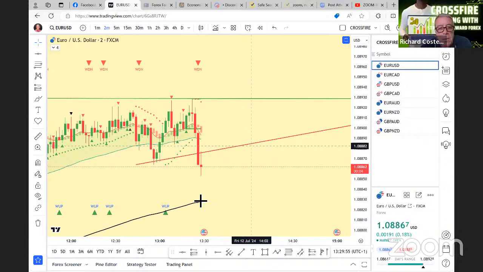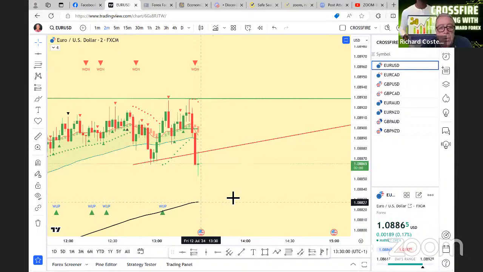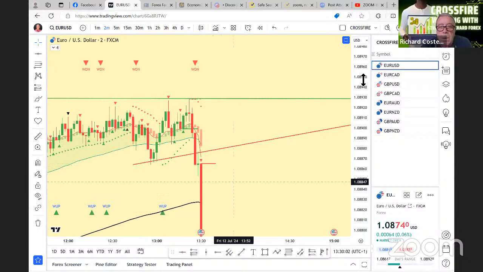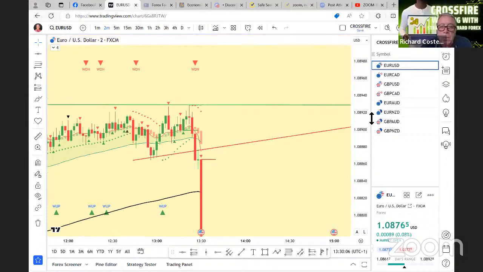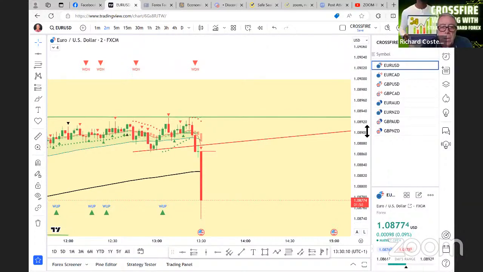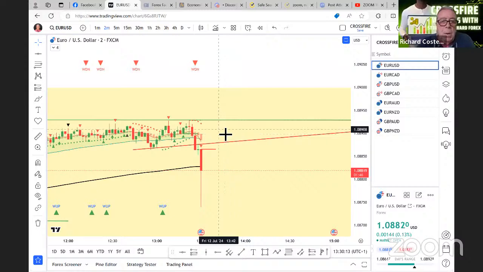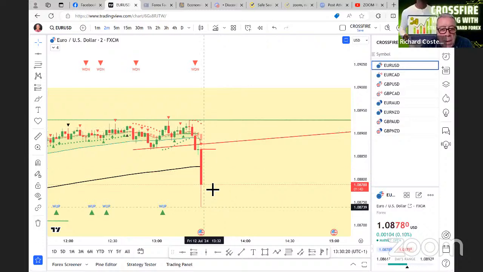Do they push it down? In which case they might go stop at this 200. Or do they? There we go. They're pushing it down. Pushing it a long way down. So price went down there and then went back up again.